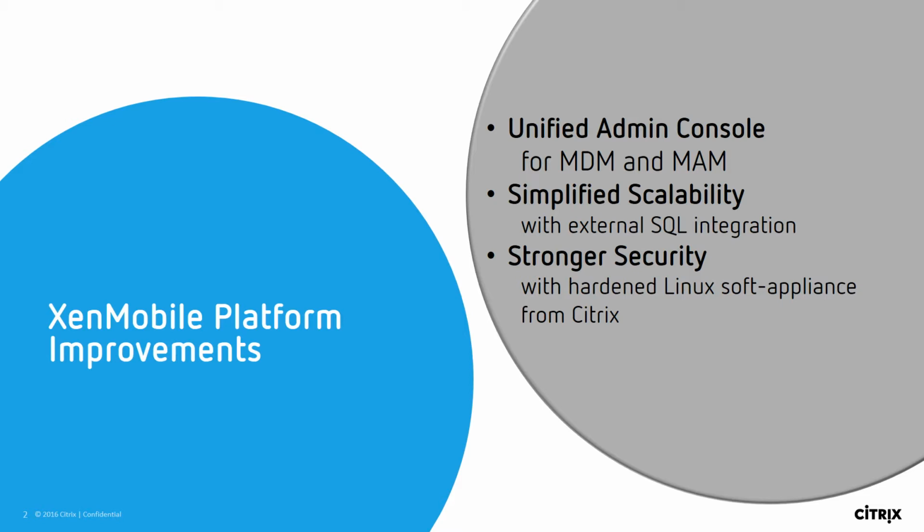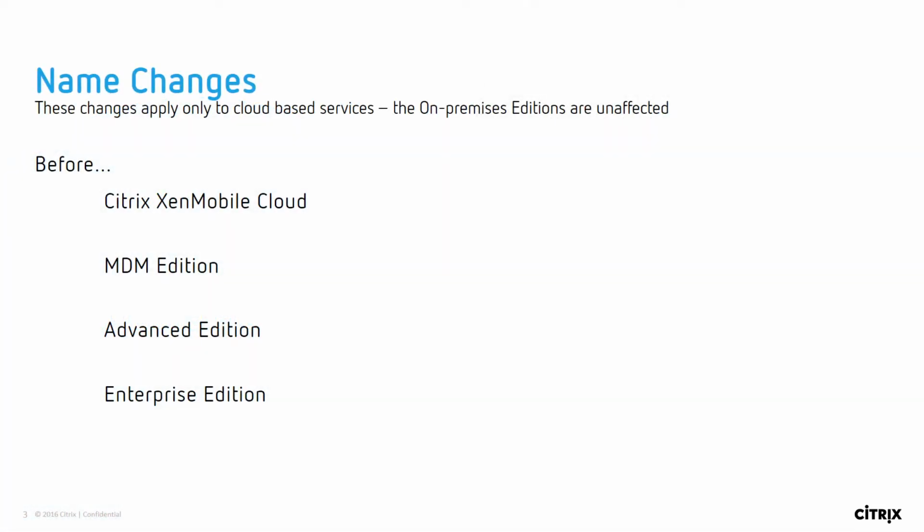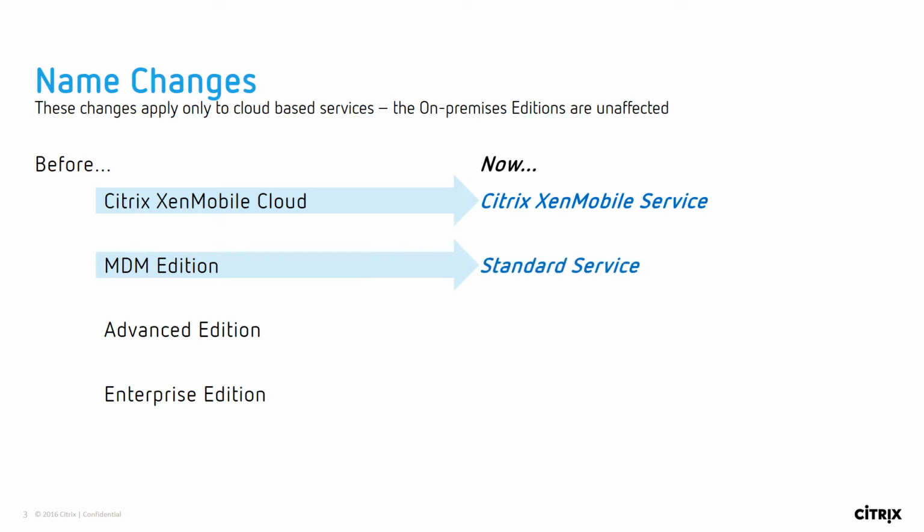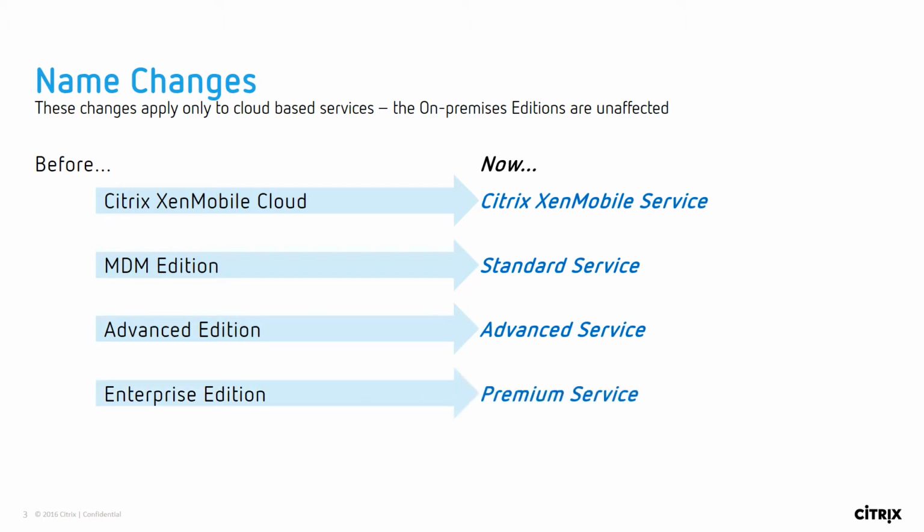Let's take a quick look at the improvements we've made in XenMobile 10 platform. First, the name changes. These changes only apply to the cloud-based services. The on-premises editions are unaffected. This was done to bring XenMobile naming in line with other Citrix cloud-based services. So XenMobile Cloud becomes XenMobile Service, MDM Edition becomes the Standard Service, Advanced Edition becomes the Advanced Service, and the Enterprise Edition becomes the Premium Service.